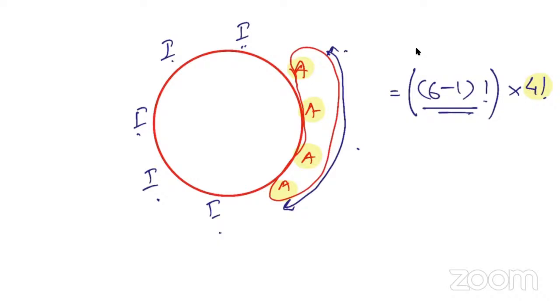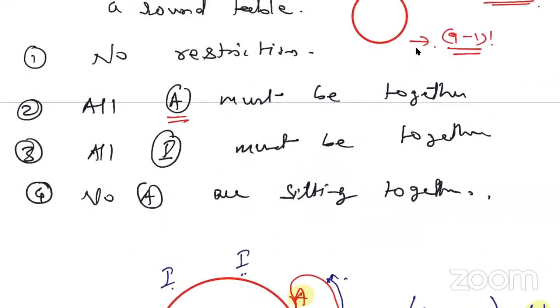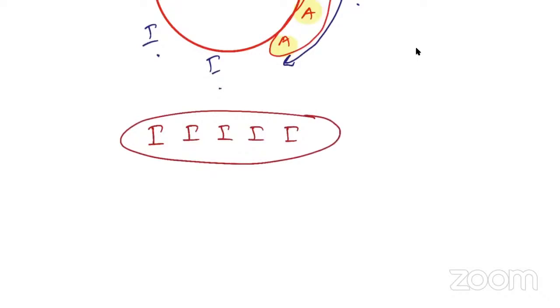right? Third one, all Indians must be together, right? 5 Indians, 1, 2, 3, 4, 5. These 5 Indians and 4 Australians are there, right? So all 5 must sit together, right? So this is 1, 2, 3, 4, 5.